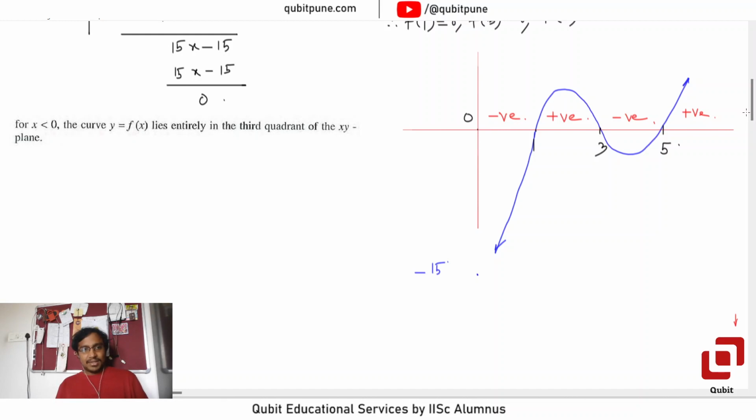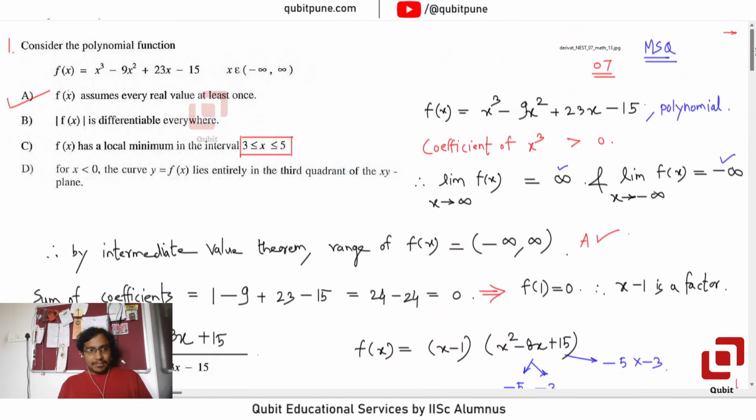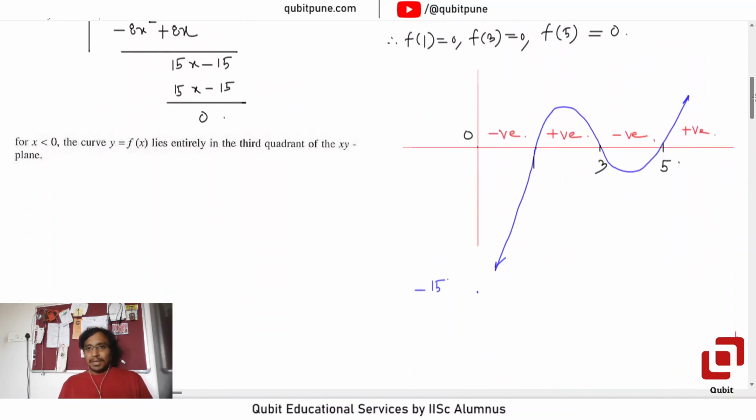For x less than 0, the curve lies entirely in the third quadrant. Yes, it is, because after it crosses negative 15, the whole of the curve is going to be in the third quadrant. So option D is also right.